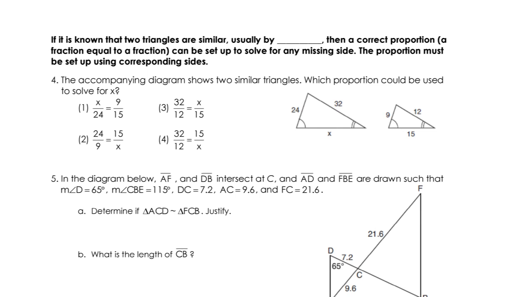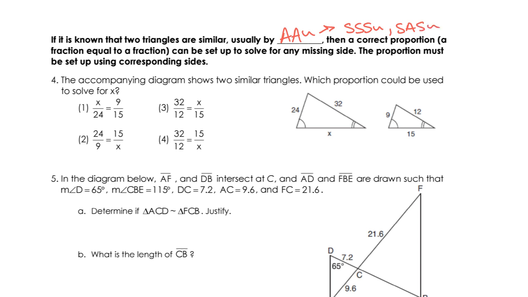All right, guys, we're on the back side of day 6 notes for Unit 7. And at the top it says, if it is known that two triangles are similar, usually by angle-angle similarity. All right, but remember that there are two other methods. There's side-side-side similarity and side-angle-side similarity.